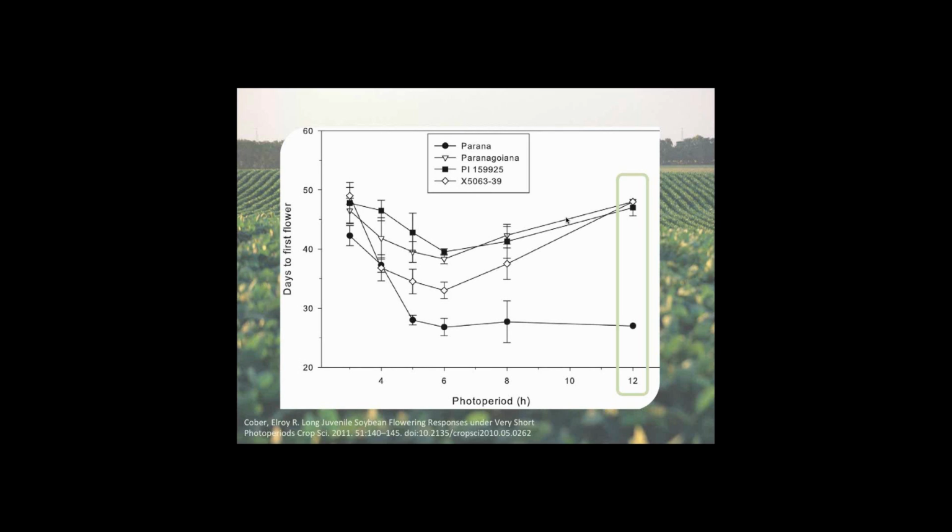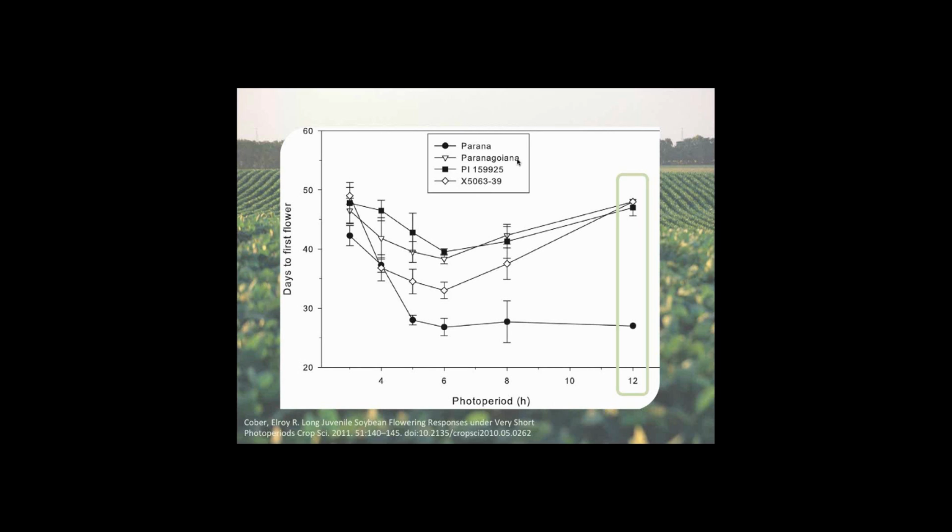So I would also want to talk about the three different long juvenile lines shown here. Pranagoyana, which is the natural variant of Parana, so it's going to have the exact same genetic background as Parana. PI 159925. And this X line was created by using Pranagoyana as a long juvenile donor and backcrossing it into an early maturing Harosoy isoline.